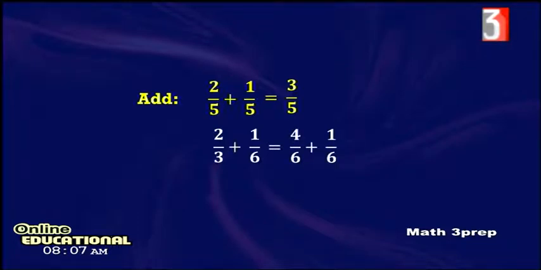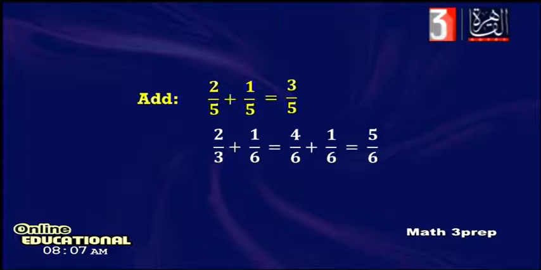Now you have two fractions having the same denominator, so you can add them very easily. So it is 4 plus 1 gives 5 over 6. Then you are going to notice that if the denominators are different, you must make them having the same denominator, then add.